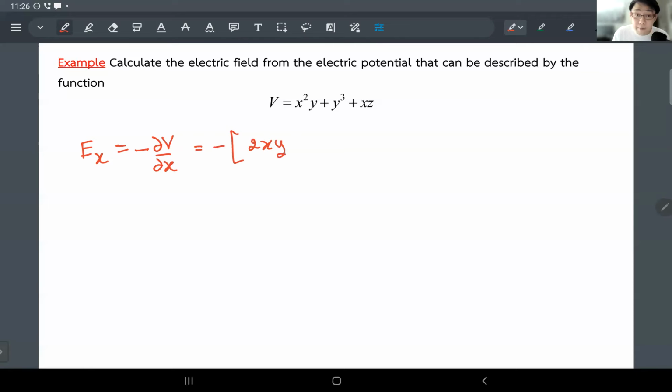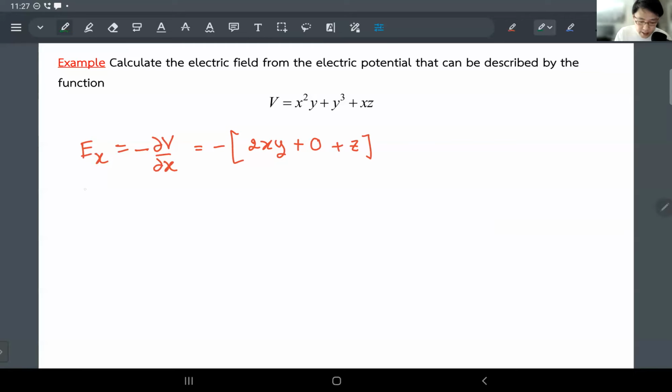Y is just a number. Plus 0, because y cubed is just a number, and the derivative of numbers goes to zero, plus z. That's it, guys. It's done. Okay, that's the electric field along the x.